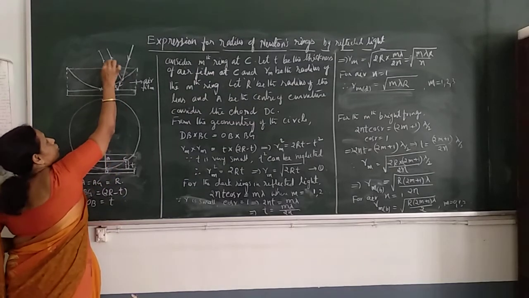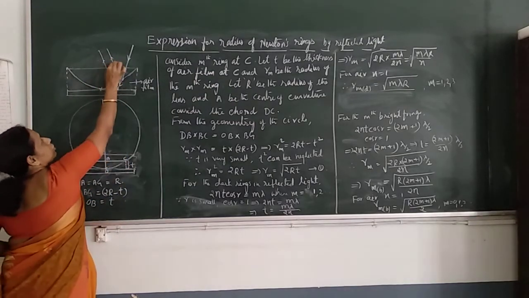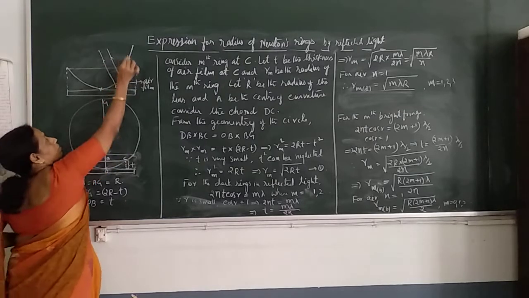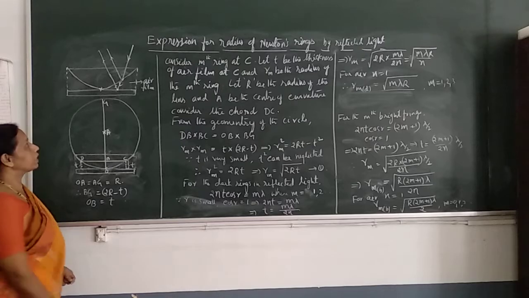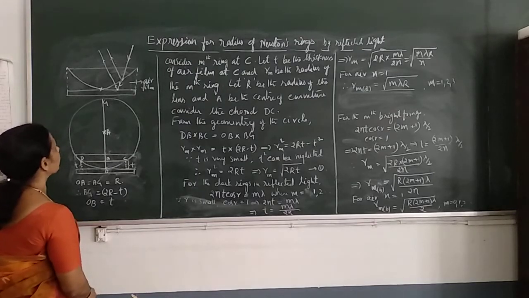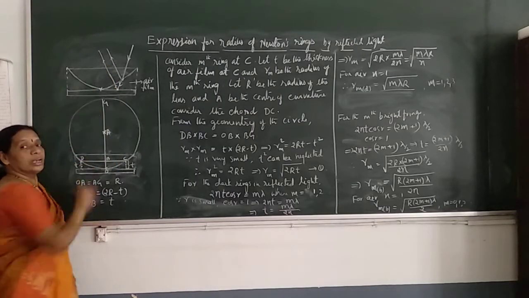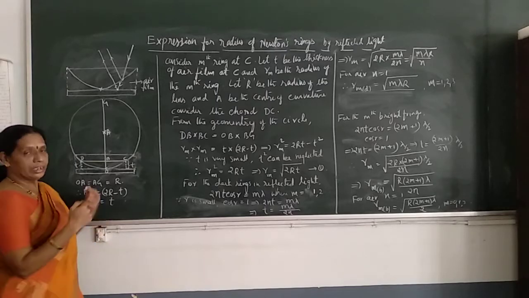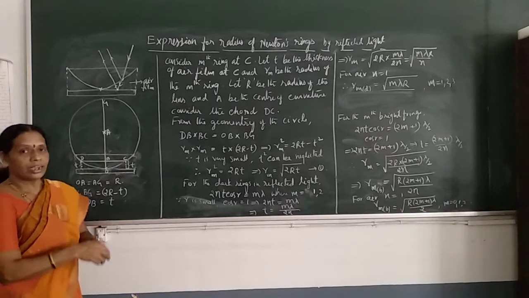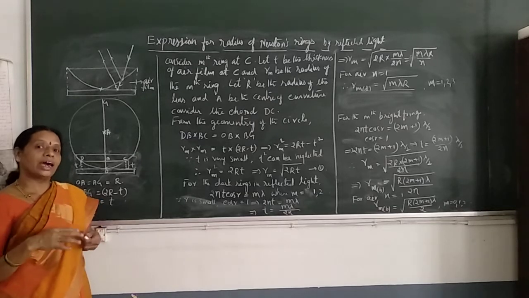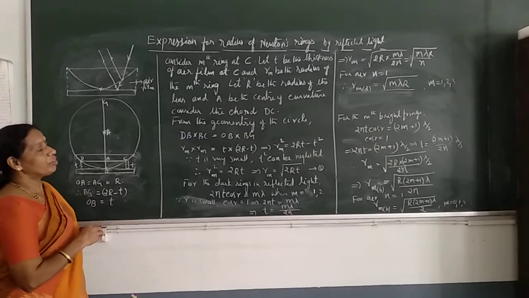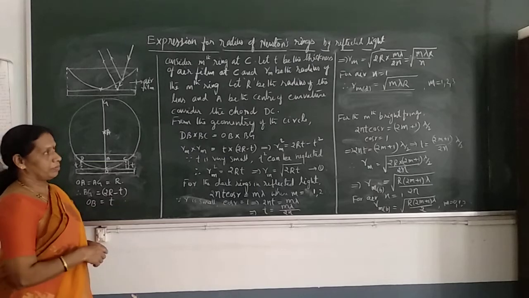These two rays are derived from the same incident beam, so these two reflected rays behave like coherent rays. They interfere to give the fringe pattern, and the fringe pattern consists of alternate bright and dark rings. So the fringes are called Newton's rings.